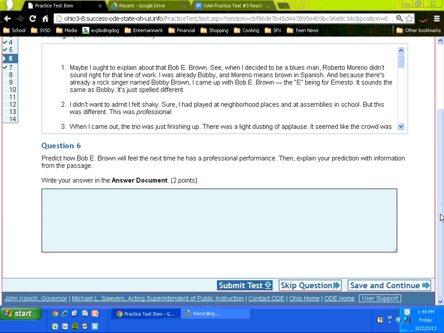Sierra, can you tell me one of the points that I will earn for this? What do I have to do? A detail from the story? Yeah, that's point number 2. Good. Supporting detail for the first sentence. That's my second point. So Sierra's kind of doing this backwards. What's my first point? She's correct. Haley. A correct prediction. Maddie, can you give me a correct prediction on how Bob E. Brown will feel next time? Good.